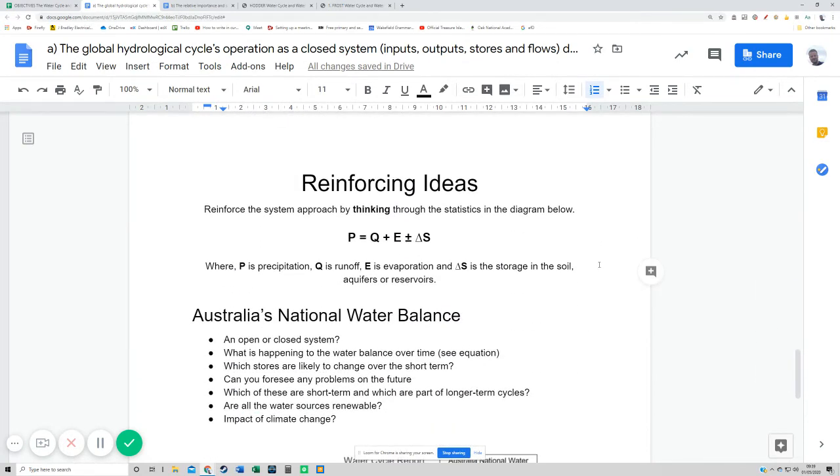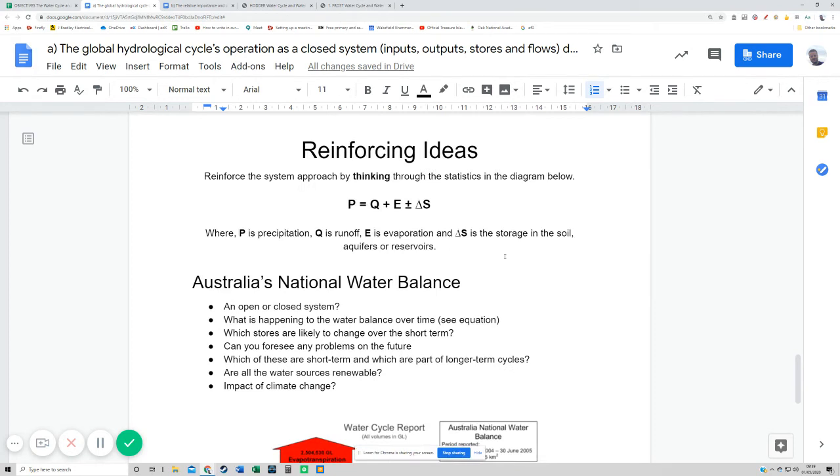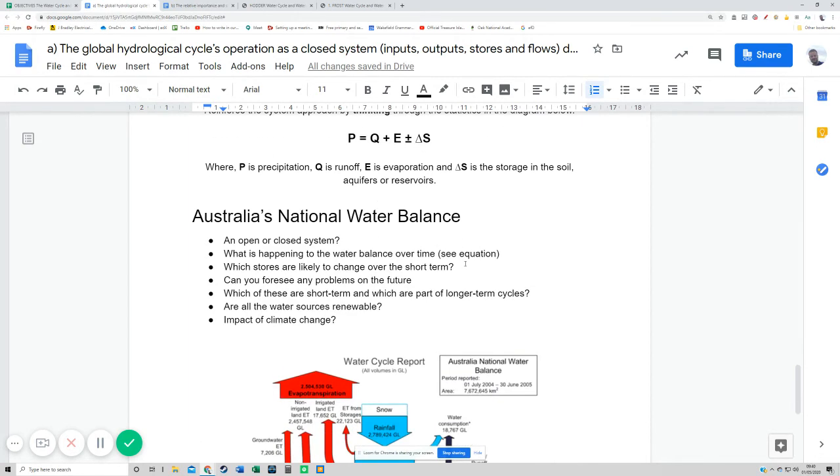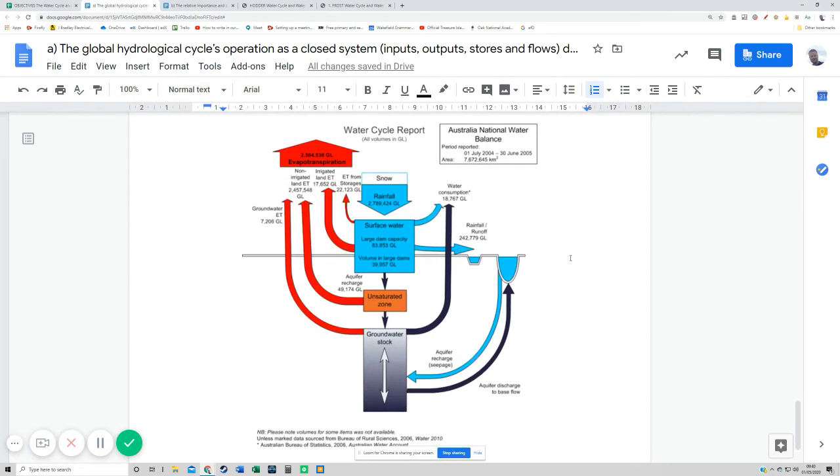Right, what this next bit does is look at trying to reinforce this idea of the links. Now, this is Australia's national water balance. There's a few questions at the bottom just to get you thinking. So P is precipitation, Q is runoff, so that's water running over the surface, E is evaporation, and this triangle with an S, that's change in stores, either up or down. So what we need to think about, when we look at these figures, is the questions. And also, is Australia secure in its water supply?